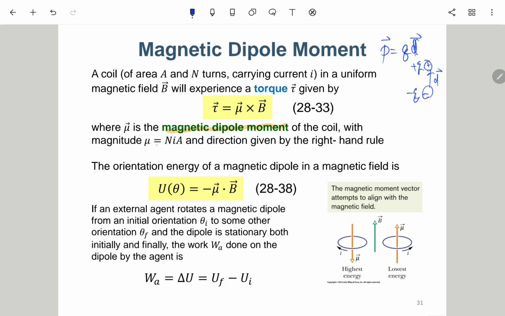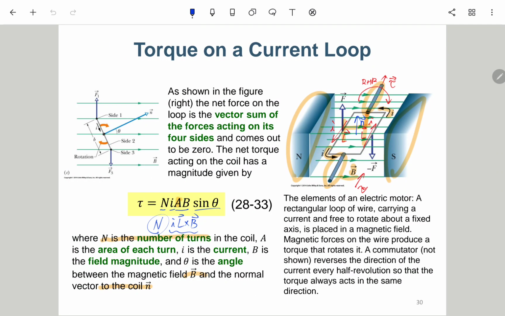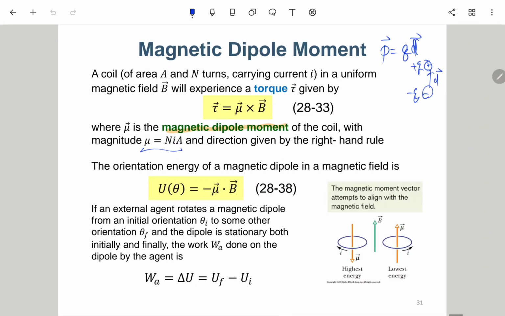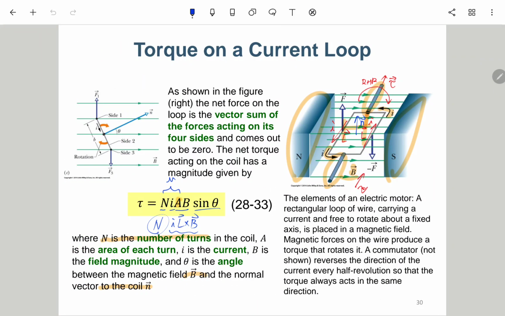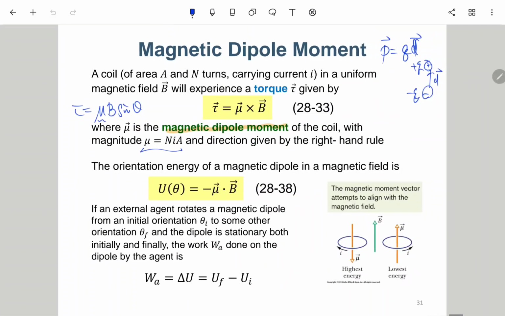So in that case, if we have mu equals NIA, this stuff becomes mu, and then tau equals mu B sine of theta. The theta is the angle between mu and B. The mu also takes the direction of the normal vector. Also follow the right hand rule: you use your finger following the direction of the current, and then your thumb is pointing to the direction of the magnetic dipole moment.